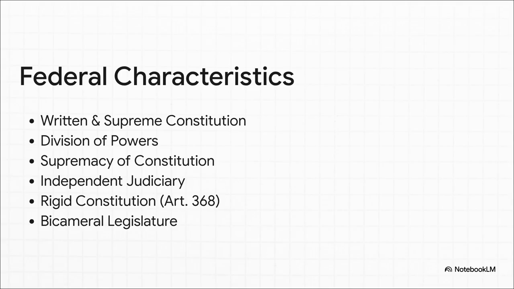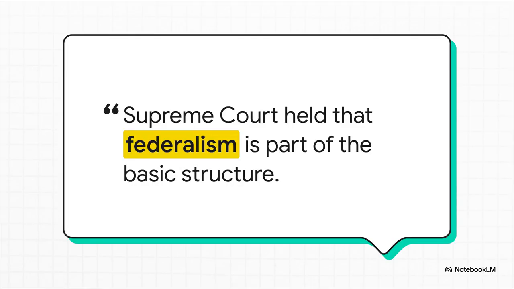In your exam, use unmerged bullet points exactly like the ones I just read out to make your points distinct and visually uncluttered. S.R. Bommai v. Union of India. The Supreme Court held that federalism is part of the basic structure. The center cannot arbitrarily interfere with states. Students, pause here. You must provide a deep breakdown of this case. The brief background is that in the late 80s and early 90s, the central government was frequently misusing Article 356, that's President's Rule, to casually dismiss rival state governments. So the Supreme Court stepped in.